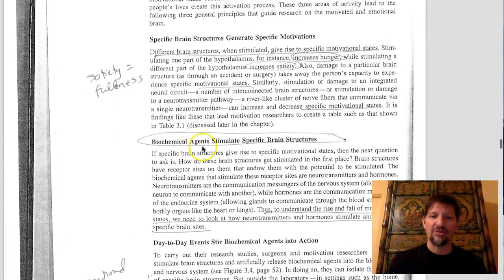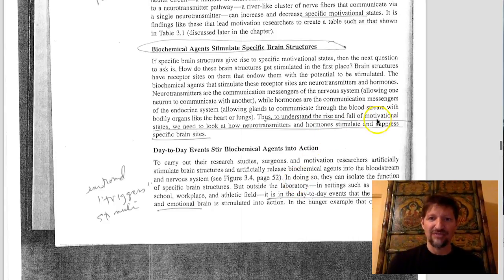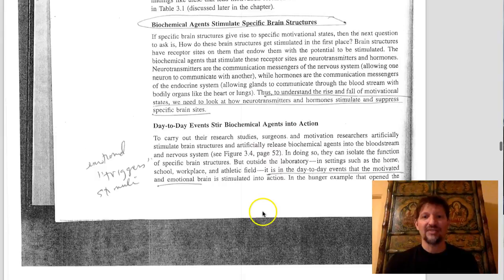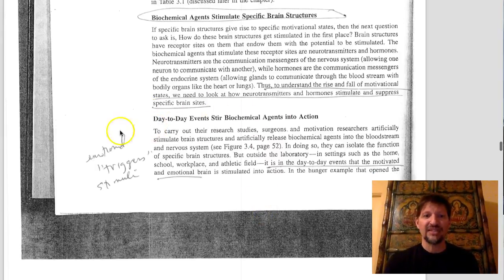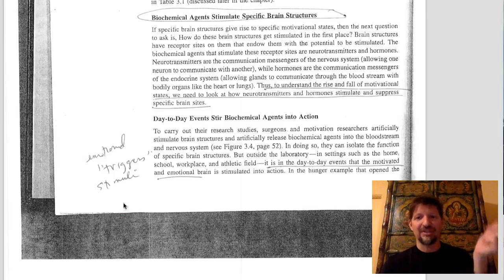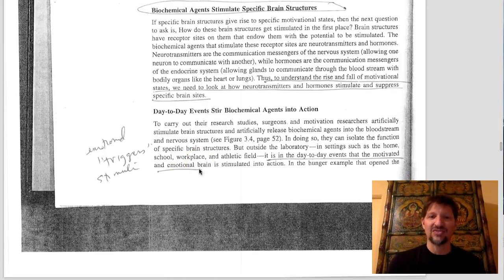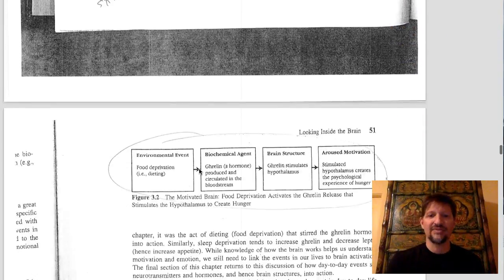And then it says there are biochemical agents that stimulate the specific brain structures to generate specific emotions, okay? So if you understand the rise and fall of motivational states, we need to now look at neurotransmitters and hormones, which affect the brain and the brain's expression, which then affects your motivation. And then finally, it says the day-to-day events, stimuli, emotional triggers, we talked about this, right? They stimulate the hormones, which stimulate the brain, which stimulates certain emotional or motivational states. So that's, again, sort of the chain of interaction.